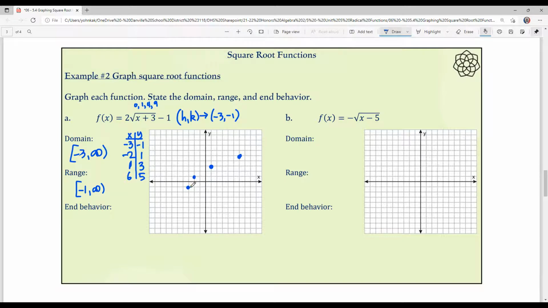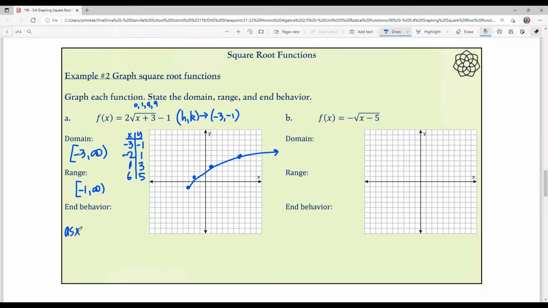When you draw it, you start at the starting point, the h and the k, and then you graph it and pretend like you're doing half a parabola. Notice that my domain is from negative 3 to positive infinity, and my range is from negative 1 to positive infinity. Now I need to do end behavior.